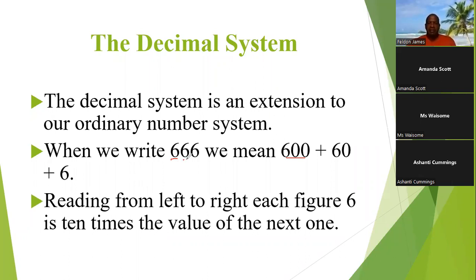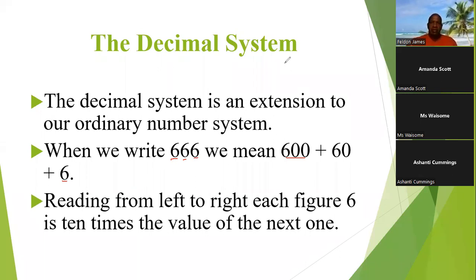Now, the middle 6 here, the place value of that would be the tens. So we would have 60. 60 would be in the tens column. Now, the 6 at the front here would be the ones. So 666 simply means that you're adding 600 plus 60 plus 6, right?